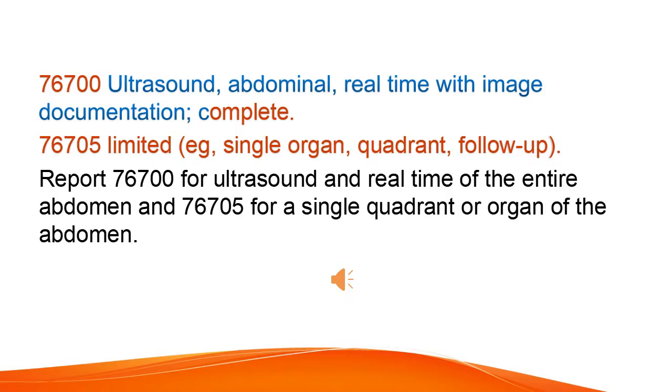Ultrasound, abdominal, real-time with image documentation, complete. Limited, e.g., single organ, quadrant, follow-up. Report 76700 for ultrasound in real-time of the entire abdomen and 76705 for a single quadrant or organ of the abdomen.